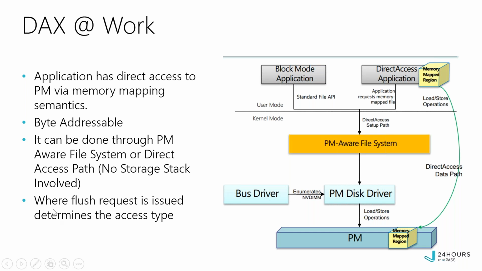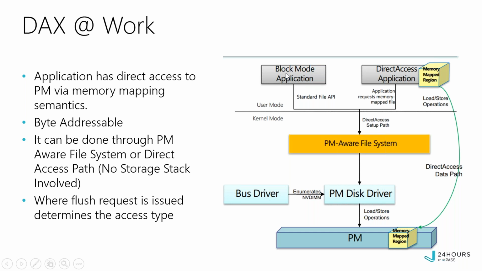One point that I mentioned here: where the flush request is issued determines the access type. If you look at this diagram, from the top we have two types of access. One is block mode, and the other one is direct access. Block mode is using a standard file API, so regular reads and writes, and we call straight to the file system, which can be a PM-aware file system.